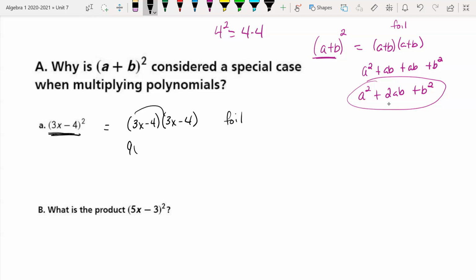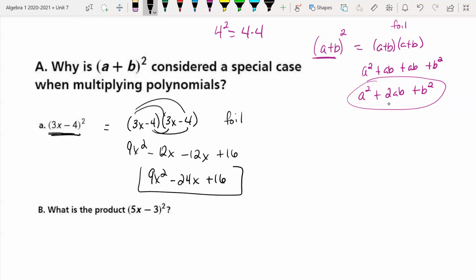So I would get 9x squared minus 12x minus 12x plus 16. So it's going to be 9x squared minus 24x plus 16. And just kind of going back to the pattern, why is it a special pattern? Well, 3x times 3x would give me 9x squared. That's my first term. That makes sense.